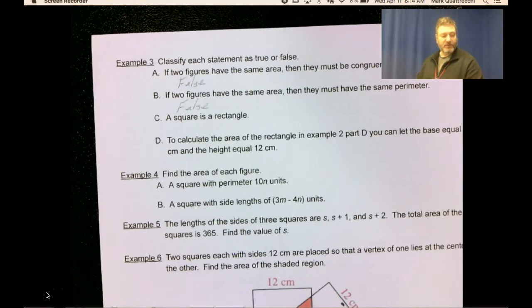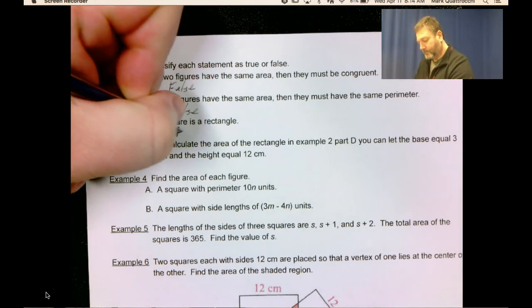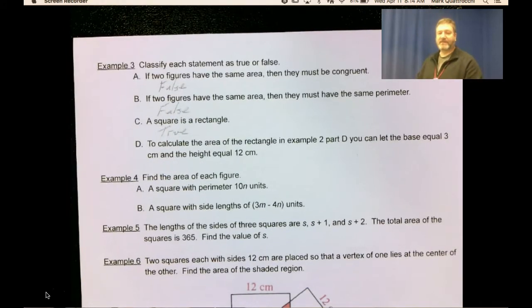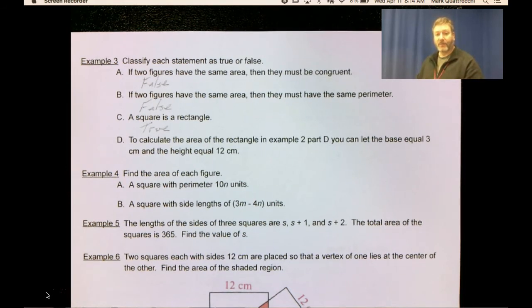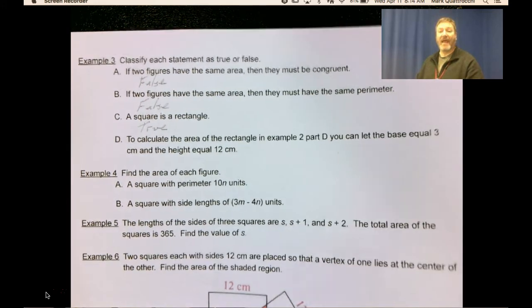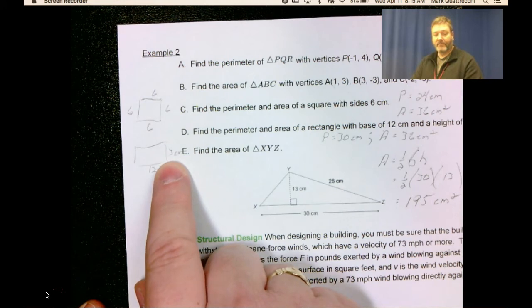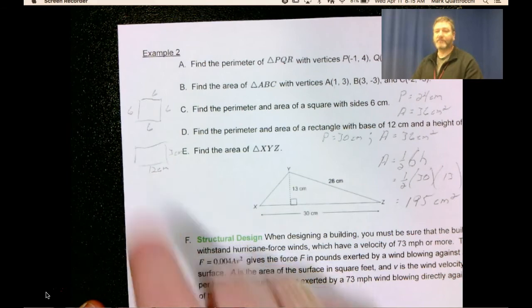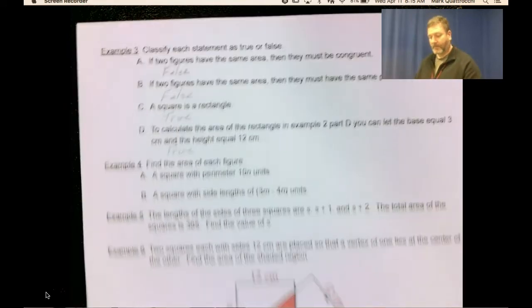Part C. A square is a rectangle. True. Part D. To calculate the area of a rectangle in example 2, part D, you let the base equal 3 and the height equal 12. You can. In other words, I made the base 12 and the height 3 and got 36. But if I make the base 3 and the height 12, I'm still getting 36. Yes, I can. True.